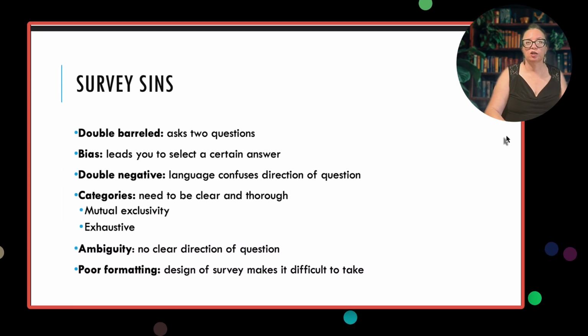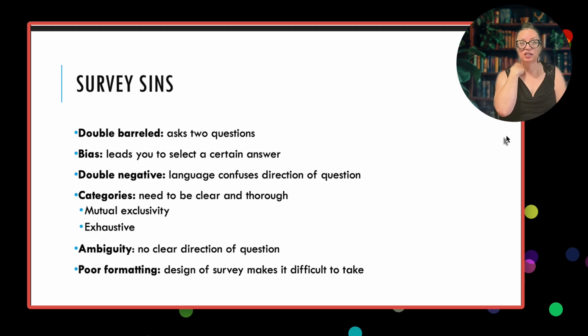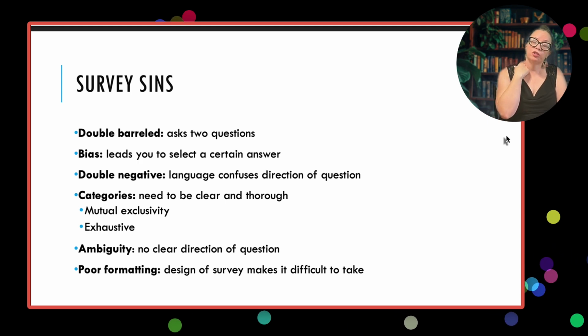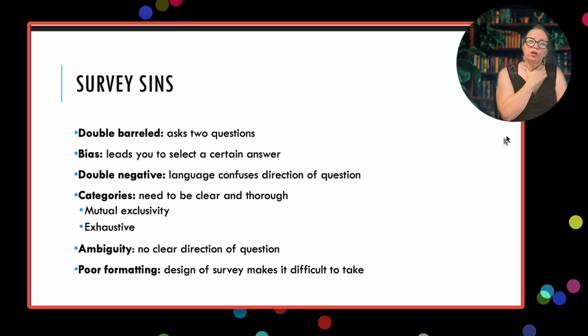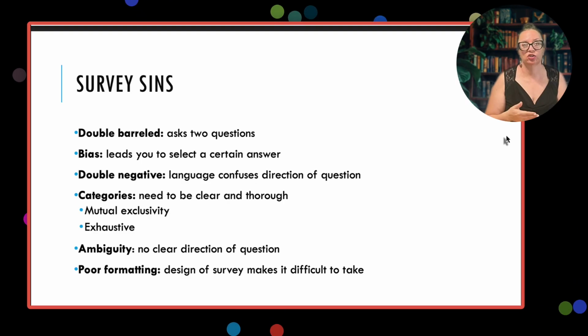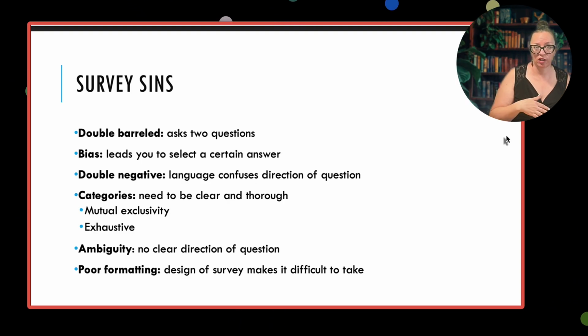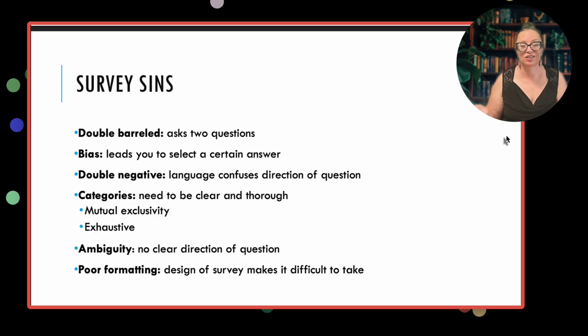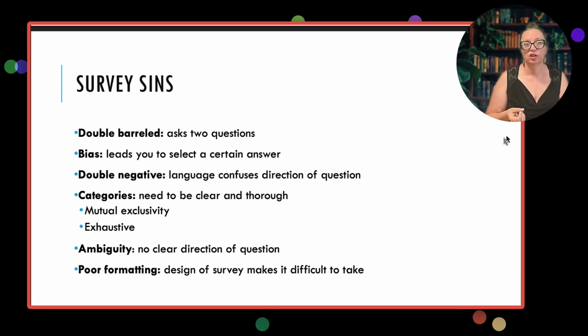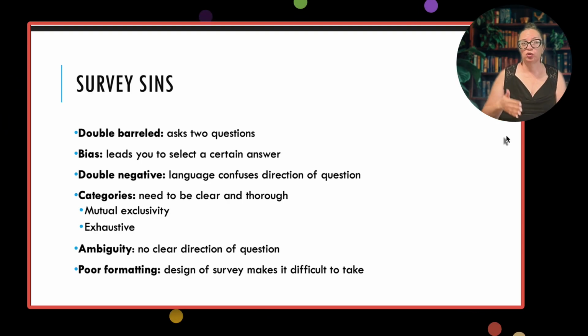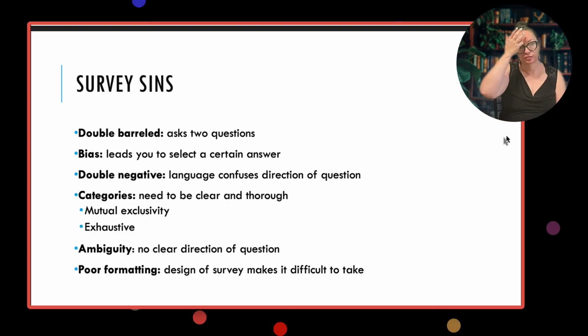The last thing we'll talk about here is survey sins, things that we do not want to seep into our survey questions. Double-barreled questions, that's asking 2 questions at once. Maybe, do you like reading and writing? Maybe somebody likes reading but doesn't like writing. That's double-barreled, like a double-barreled shotgun. Asking 2 questions but only asking for 1 response.